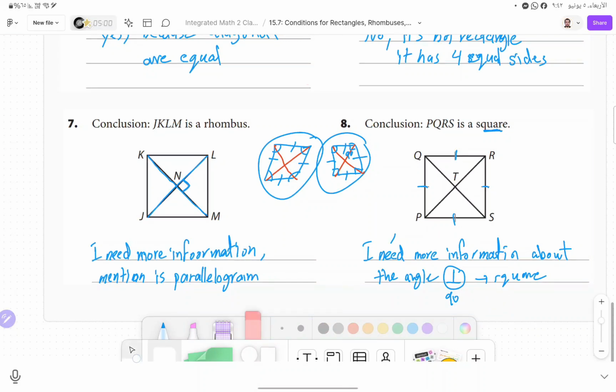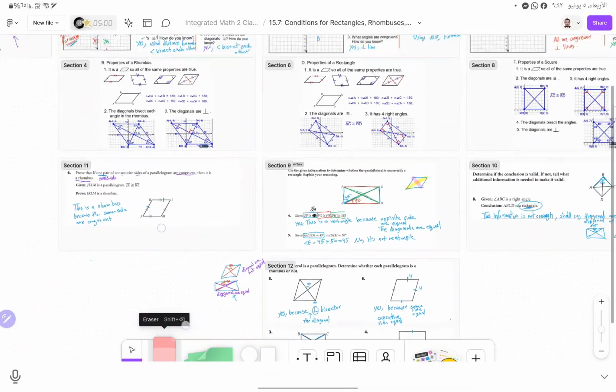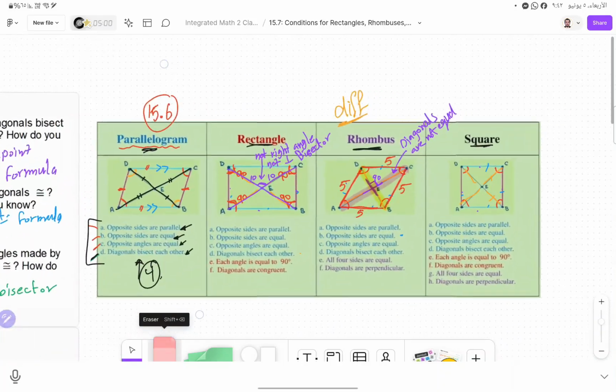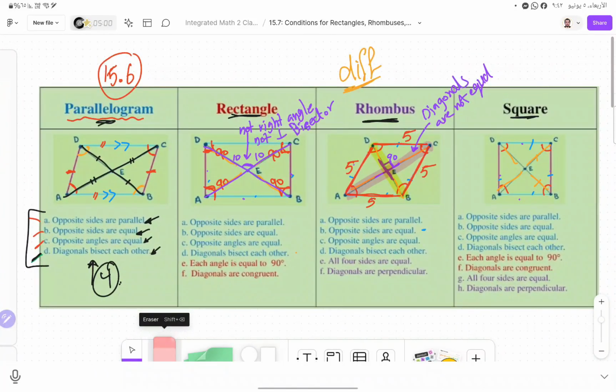So that's it for the lesson of today. I know the lesson today is more about proving things, but you just need to study these. If you have any question, please ask me, and please focus on this table, because this table is just showing you all the important information about the rectangle, rhombus, and square.